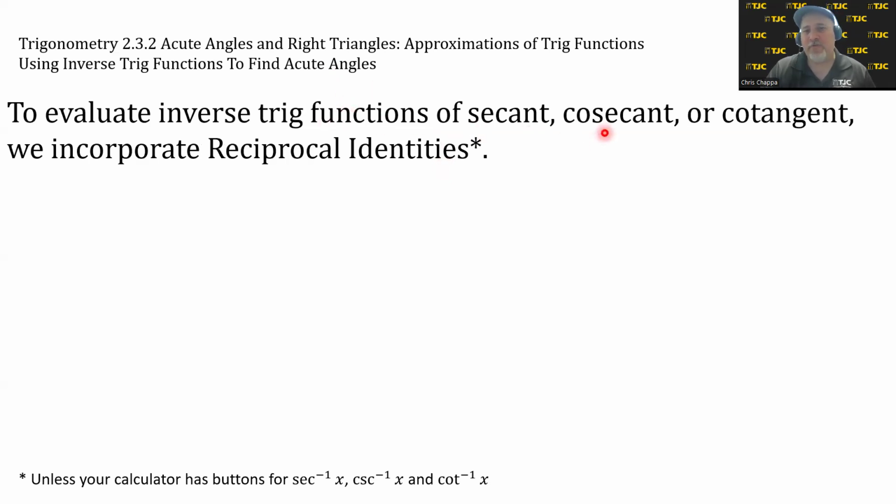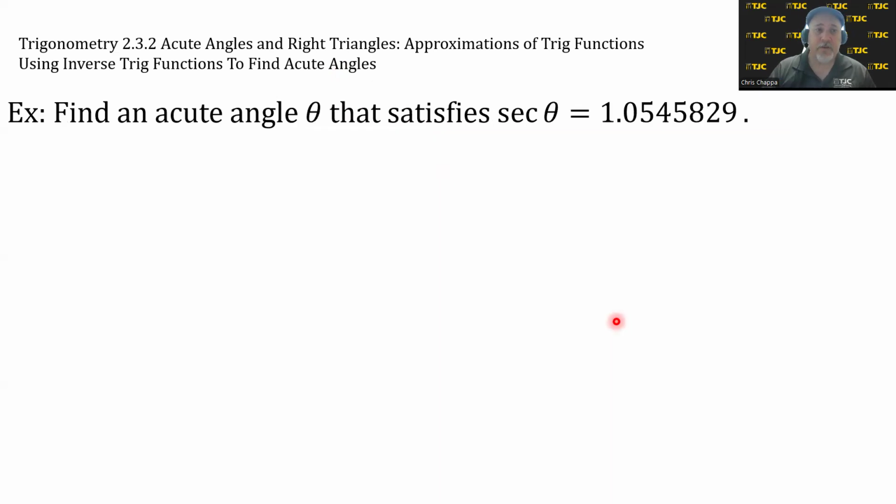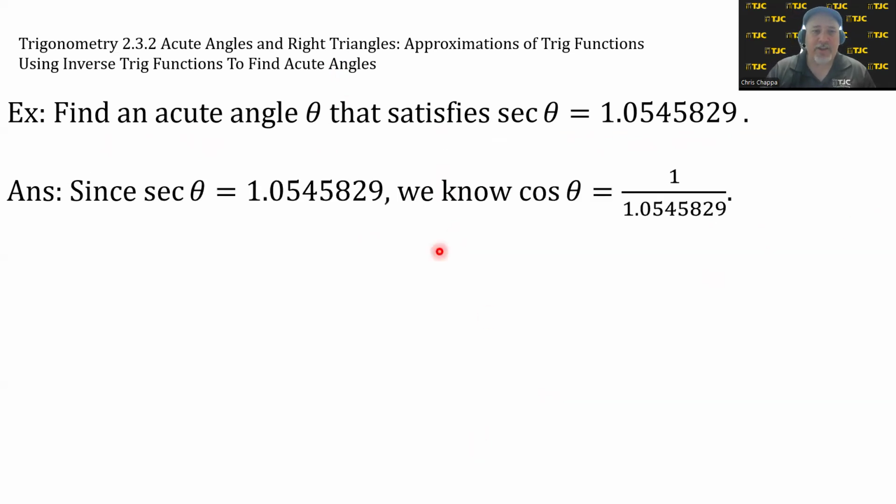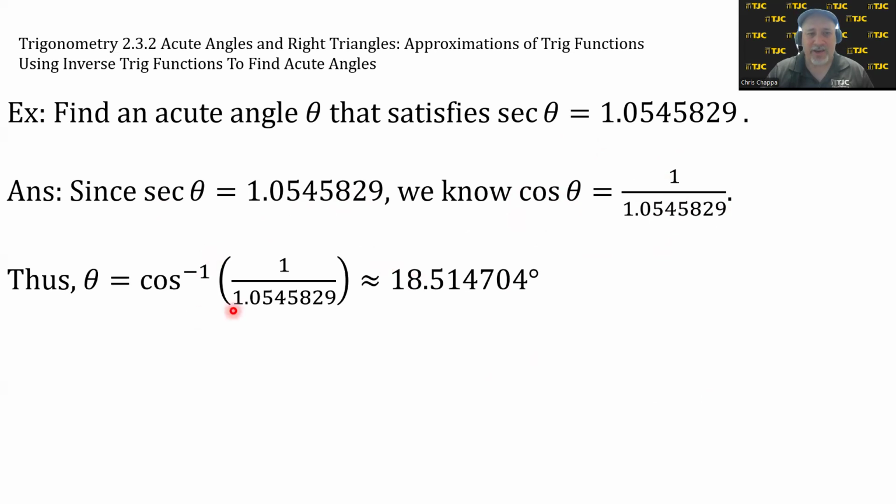However, to evaluate inverse trig functions of secant, cosecant, or cotangent, we have to incorporate reciprocal identities, unless your calculator has those inverse trig functions. For example, if we wanted to find an acute angle theta that satisfies secant of theta equals this number, and our calculator doesn't have secant inverse, then we have to capitalize on reciprocal identities. If secant of theta is equal to this number, then cosine of theta is the reciprocal of that number. In this equation, we can use cosine inverse. We would get theta as cosine inverse of that fraction, which gives us about 18.5 degrees.